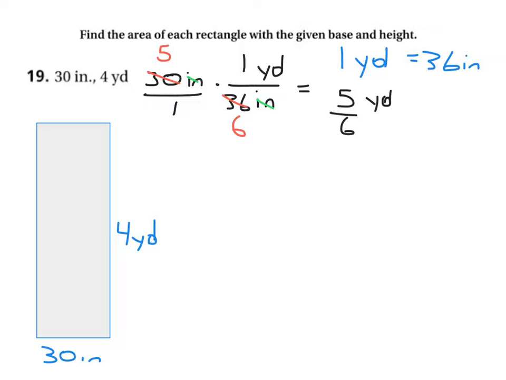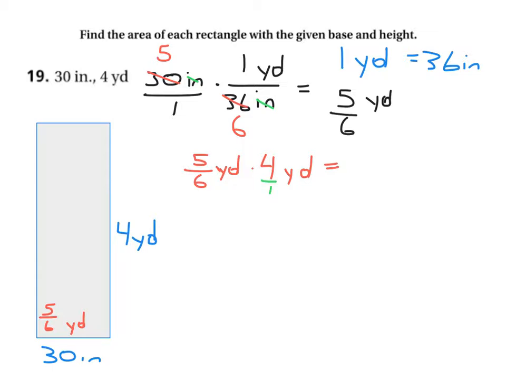Okay, so if we wanted to do the math in terms of yards, and I'm going to write it down on the bottom, we're going to say this is the same as 5/6 yards. So if we wanted to multiply in yards, length times width, we would say 5/6 yards times 4 yards. And 4, remember, is the same as 4 over 1.